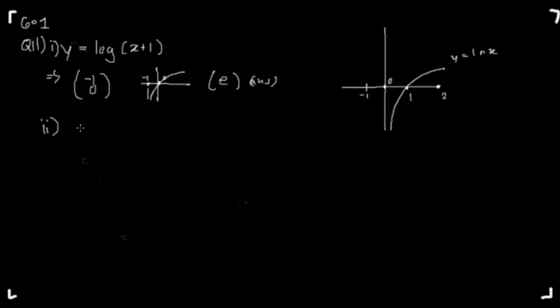Okay. Next one. Y equals log x minus 1. This is the same thing. We're just going to move this here, so it's going to start from here and intersect here. So x minus 1. This is a transformation of 1, 0, and it'll look like this.